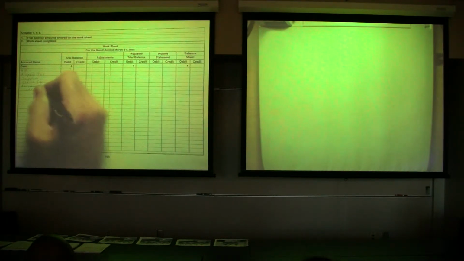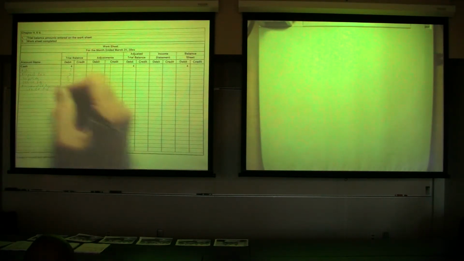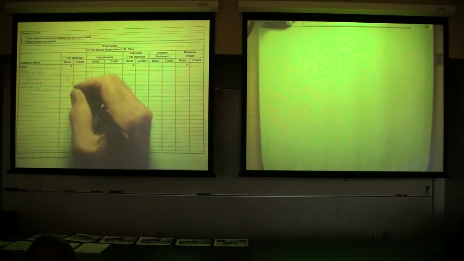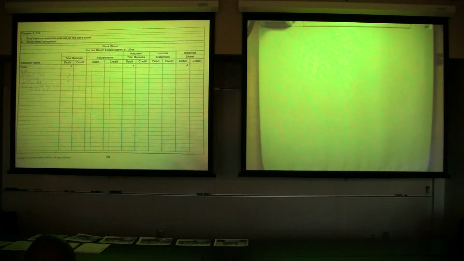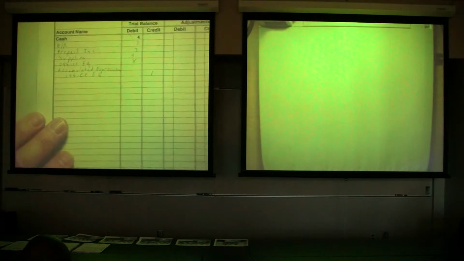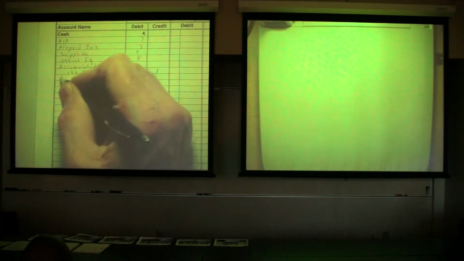And I'm going to put EQ for equipment. Now it has a credit of 1, so don't forget it's a contra asset, and as such, it will have a credit balance. And I can make this bigger, make it easier to read. Okay. Accounts payable, I'm going to put A/P.